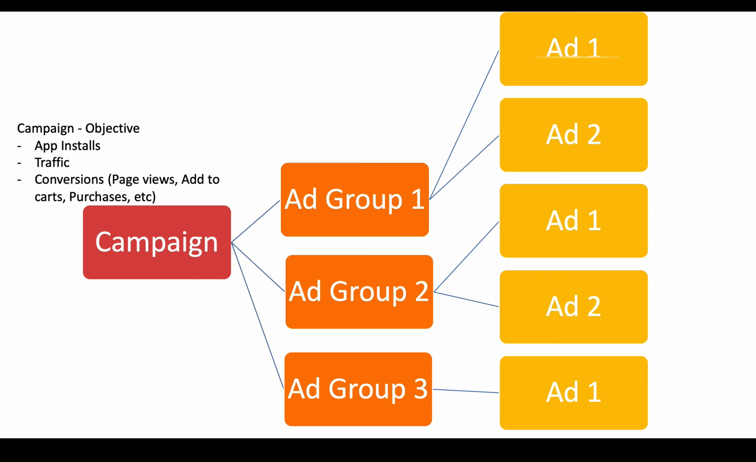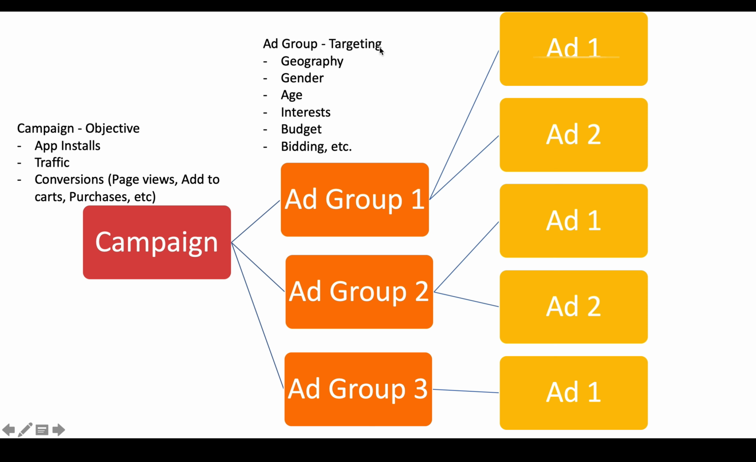So this is what you define in a campaign. So you select what you want to do. Do you want app installs, you want traffic, or you want conversions? There are more options. We'll get into that on TikTok when we get into creating the first ad. I'll take you through all the options. When you come to ad group, this is where you do targeting.